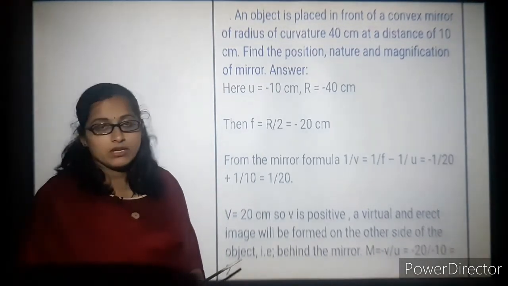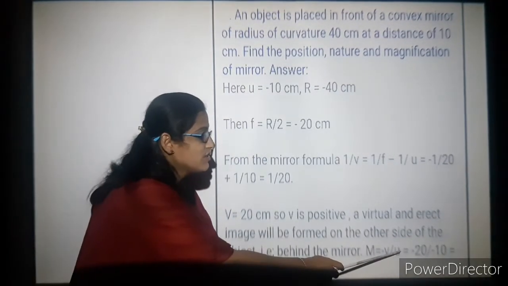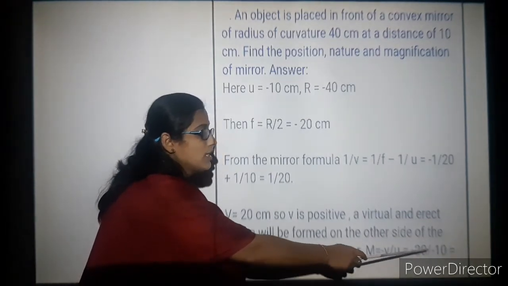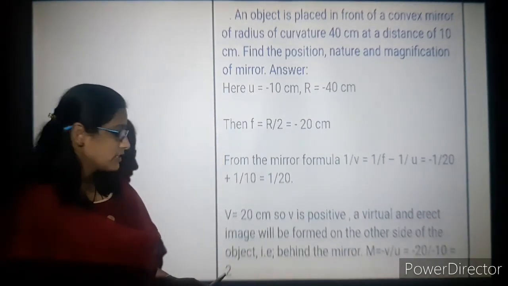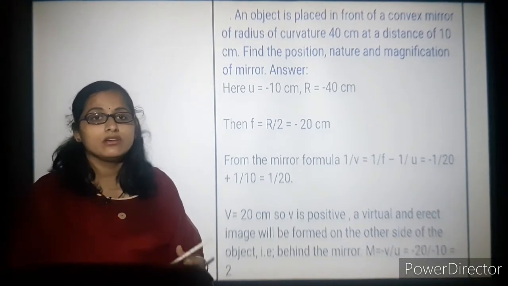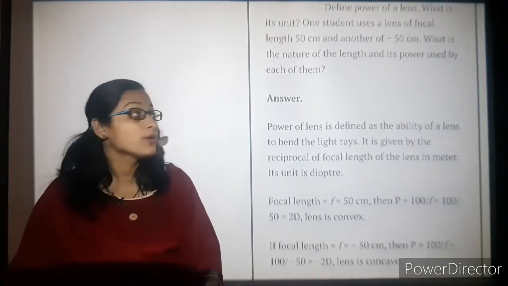So what is the magnification? It is minus v by u, that is minus 20 by minus 10. The negative signs get cancelled and your answer is 2. Magnification is 2.